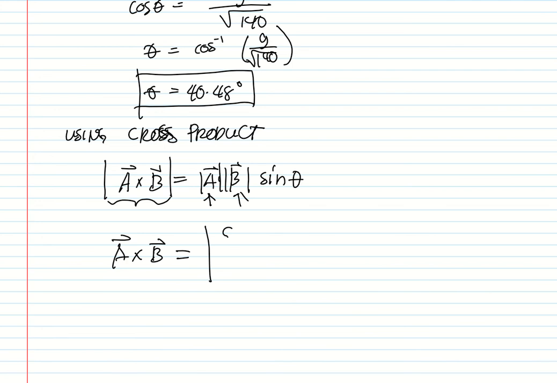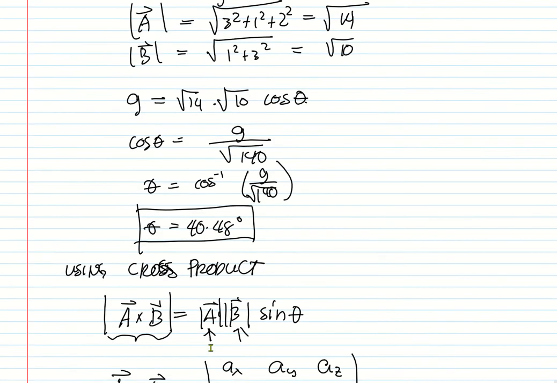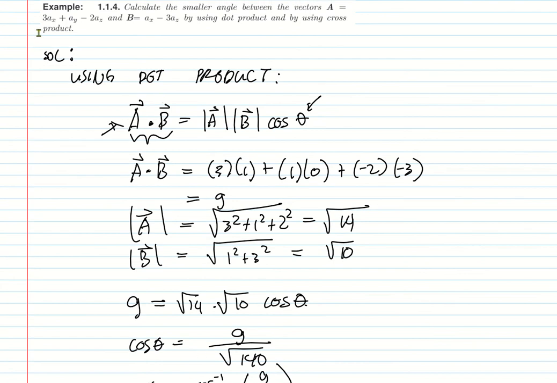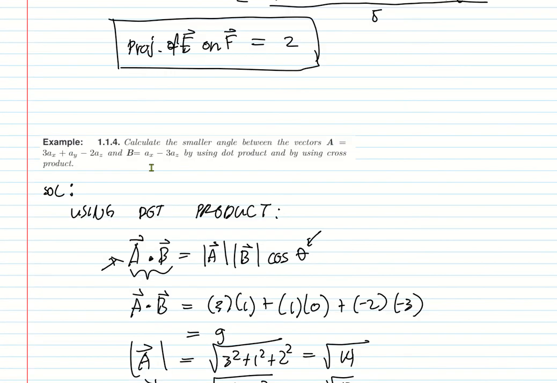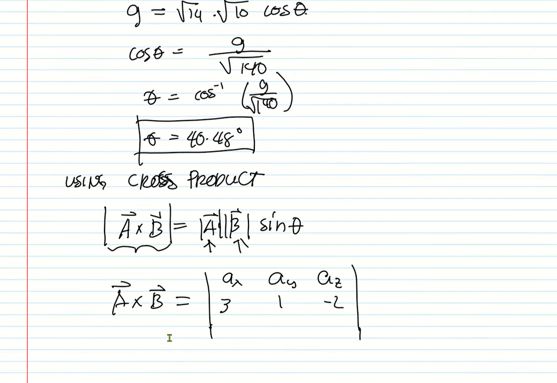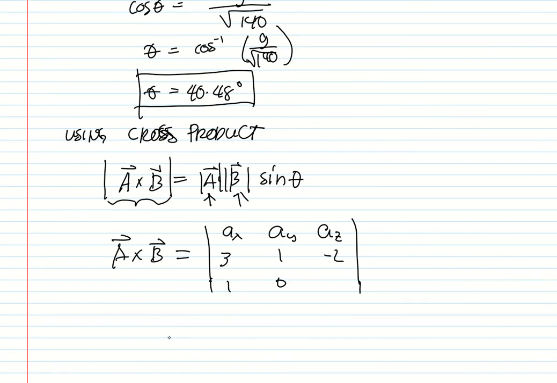So using the determinant method, we have AX, AY, and AZ. Then first, what's the vector? The first vector will be A. So be careful with the arrangement. Whatever comes first should also be written first here. So A is 3, 1, and negative 2. Then we have another one for B. B is 1. We don't have y, so 1, 0, and negative 3.